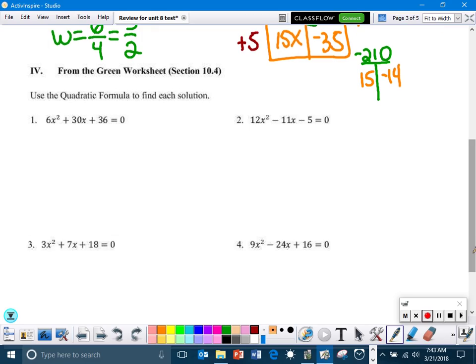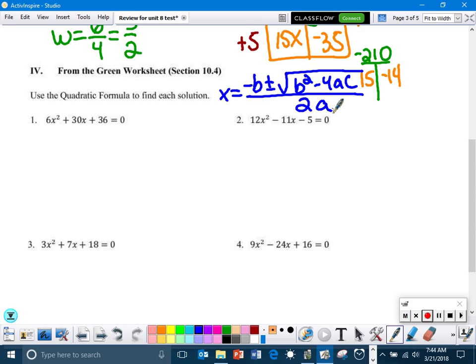The next part is the quadratic formula to find each solution. You're going to need to have this memorized, okay? Let's see, let's write it down. X equals negative b plus or minus the square root of b squared minus 4ac all over 2a. All right, so let's begin. So A is 6, B is 30, and C is 36 because they are already equal to 0. Remember, it has to equal 0 in order for us to use the quadratic formula.